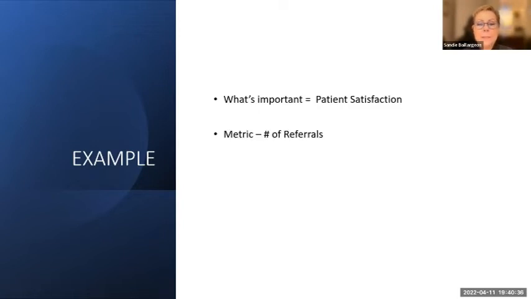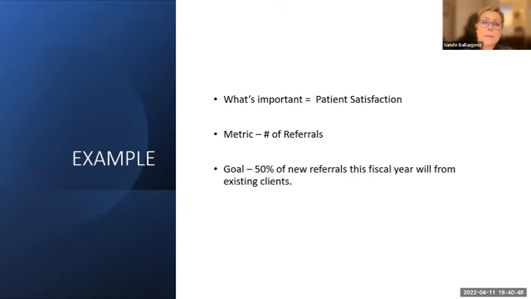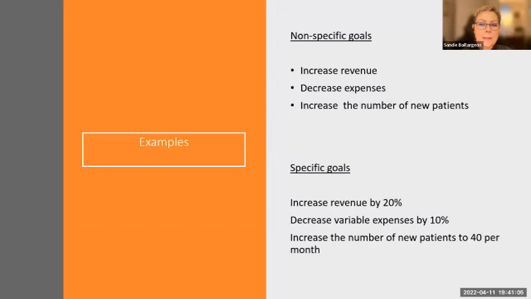So an example of what's important, for example, is, well, let's say patient satisfaction. How are we going to measure patient satisfaction? Well, we're going to measure it by the number of referrals, from internal referrals. And so what's your goal then? The goal would be to have 50% of new referrals this fiscal year come from existing clients or existing patients. So that is a more specific goal for something that is maybe a little bit non-specific.